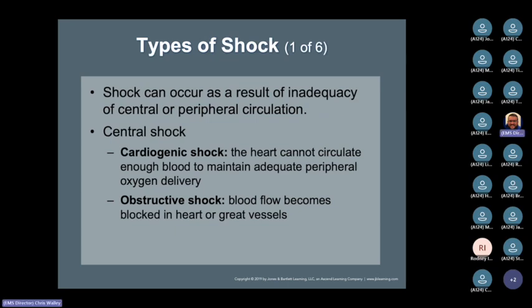So, shock can occur as a result of some inadequacy of central circulation or the peripheral circulation. Central shock. Cardiogenic shock occurs when the heart cannot circulate enough blood to maintain an adequate peripheral oxygen delivery. The most common cause of cardiogenic shock is myocardial infarction. Obstructive shock occurs when blood flow becomes blocked in the heart or the great vessel itself.